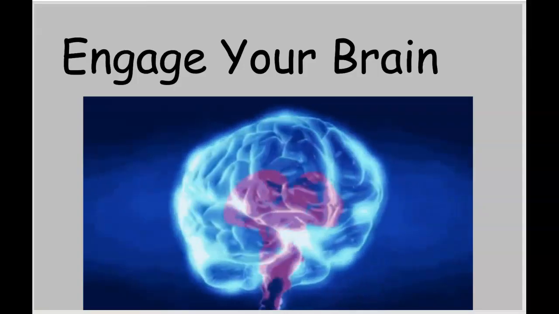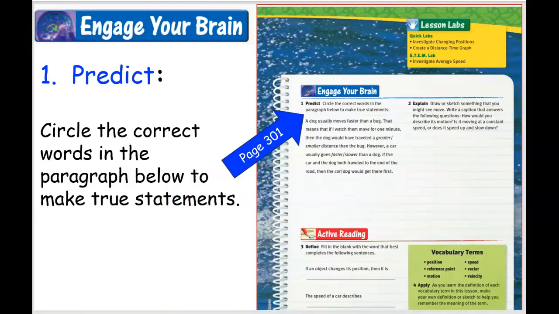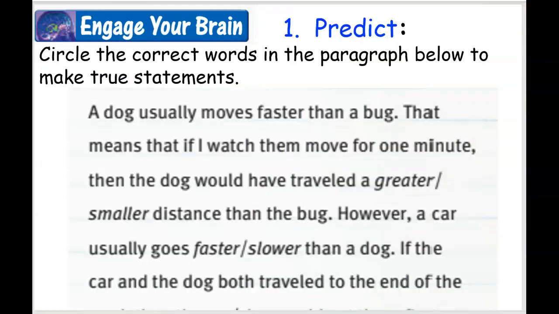Like each lesson, it's going to start out with an Engage Your Brain section. The first part asks you to circle the correct words in the paragraph below to make the statements true. A dog usually moves faster than a bug. That means if I watch them move for 1 minute, the dog would have traveled, and this is where you circle, a greater or smaller distance than the bug. You would circle one of those two words. However, a car usually goes, you choose between faster or slower than a dog. Those are your two choices there.